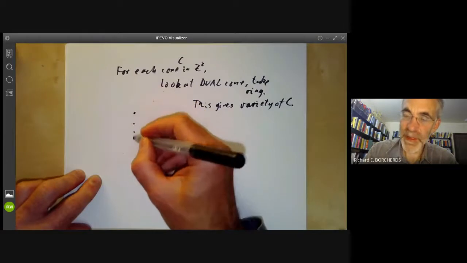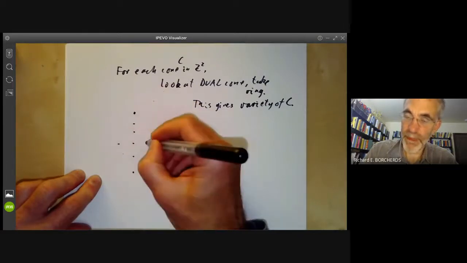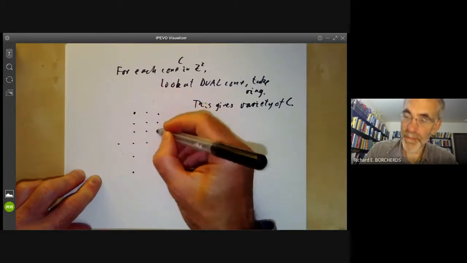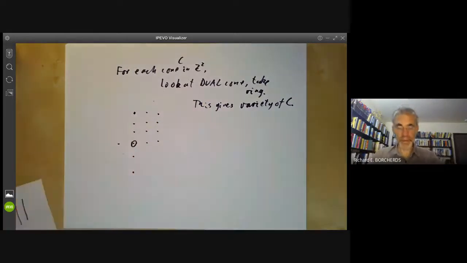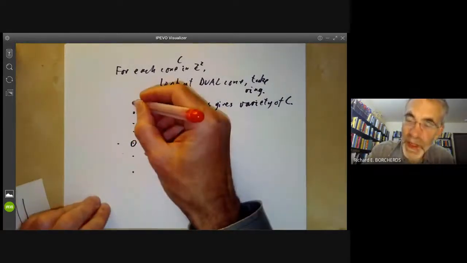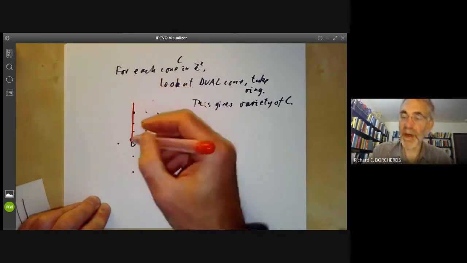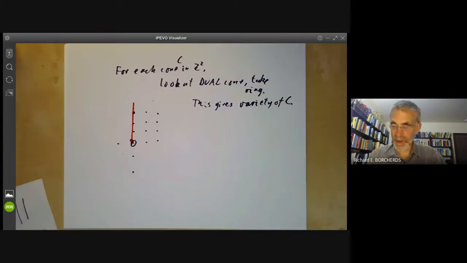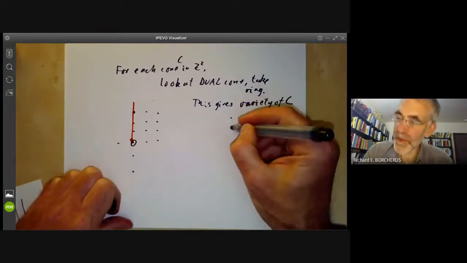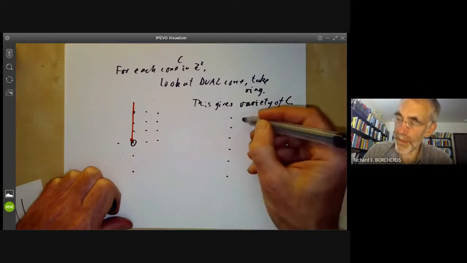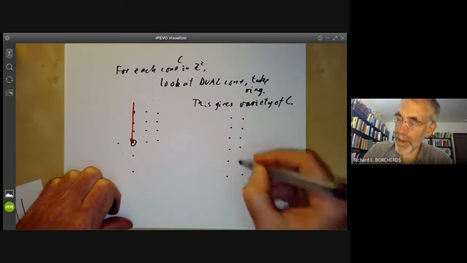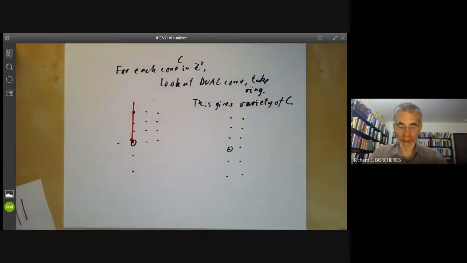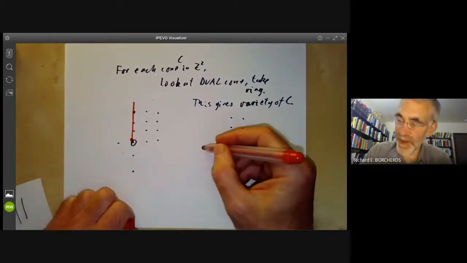So suppose we take a cone to be a sort of degenerate cone. So I'm just going to take a cone to consist of a single line. And we can ask, what is the dual cone? Well, the dual cone is now the dual of this line, which is in fact an entire half plane.